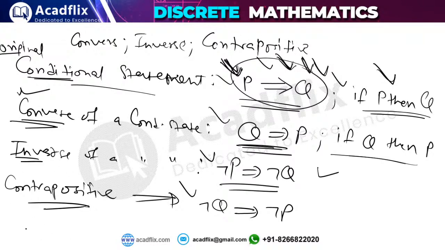Okay. Now let me construct the truth table of all these statements. So let me construct the truth table.